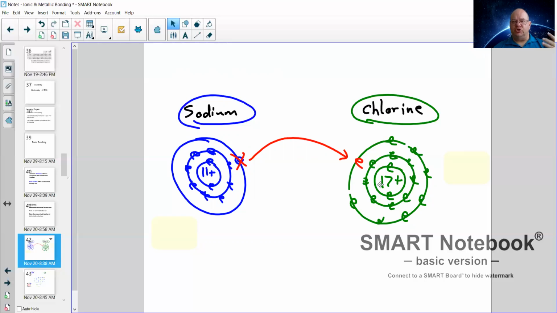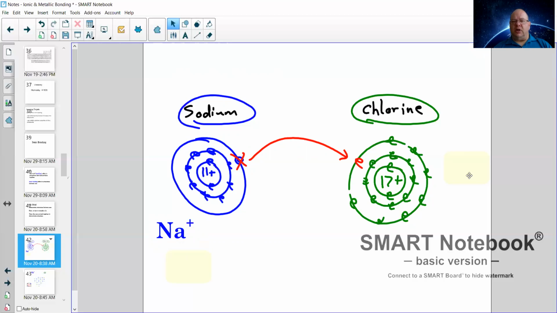Oh, it's filled up its noble gas configuration. Sodium, by emptying that energy level, also has a noble gas configuration. But sodium has 1 less electron than it started, so now there's an excess of positive on this. So the sodium becomes a sodium ion, Na+.